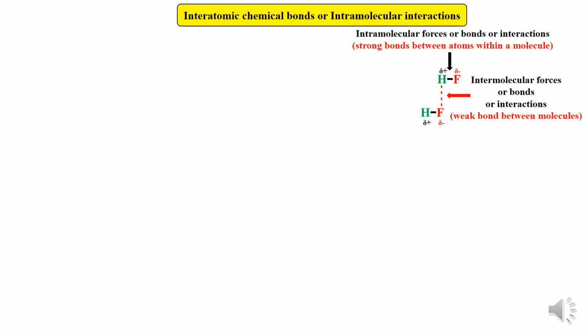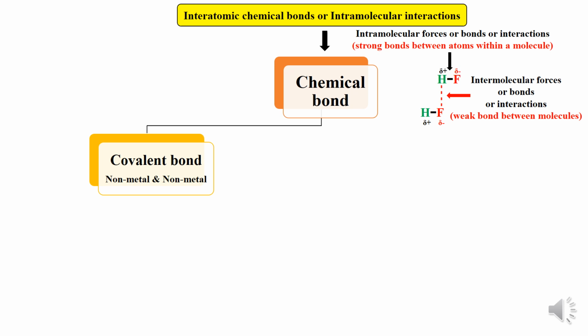Now in this video, I'll give a detailed explanation about interatomic chemical bonds or intramolecular interactions. So what are we waiting for? Let's get on with it. So chemical bonds are of three types: covalent bond, ionic bond, and metallic bond.